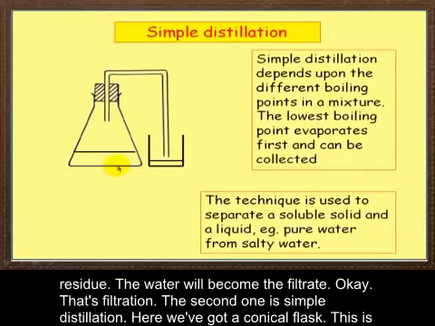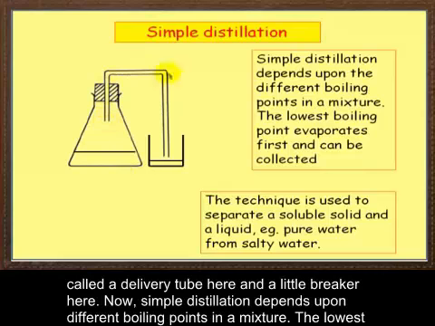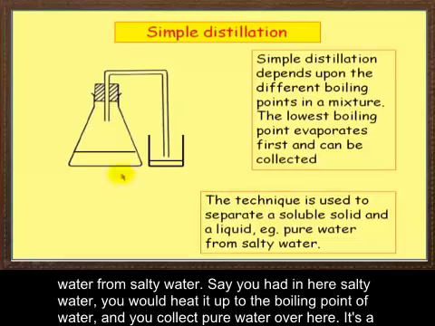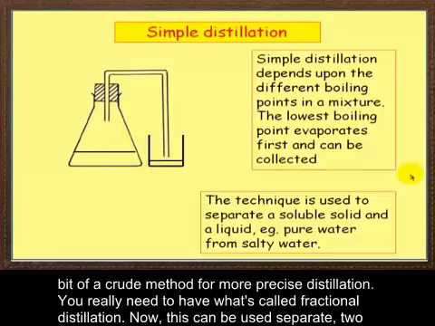Here we've got a conical flask. This is called a delivery tube here, and a little beaker here. Now simple distillation depends upon the different boiling points in the mixture. The lowest boiling point evaporates first and can be collected. Now the technique is used to separate a soluble solid and a liquid, for example pure water from salty water. So you had in here salty water, you would heat it up to the boiling point of water and you collect pure water over here. It's a bit of a crude method.